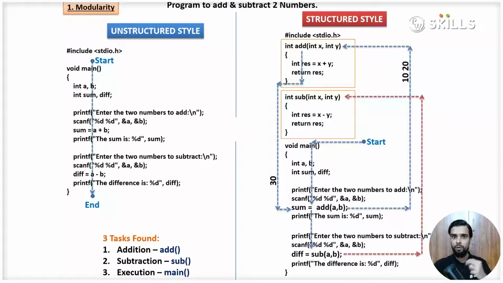At the same time, I'm also sending some input here. So those input values would also be sent along with the control, which would be received by the parameters x and y. And once again, after executing the sub function body here, it would be coming back with the result of the difference operation here. And that value along with the control will once again come back to the main function.